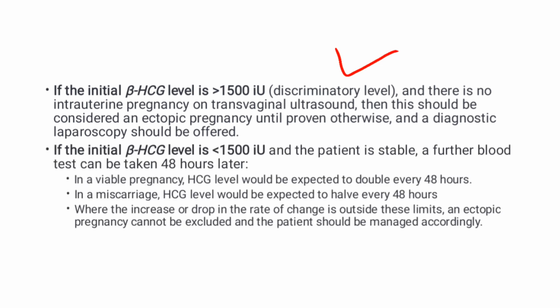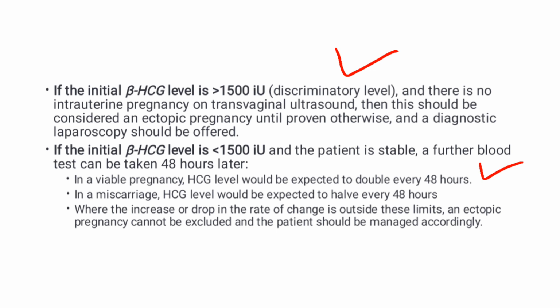Then if the initial beta HCG is less than 1,500 international units and the patient is stable, a further blood test can be taken 48 hours later. In a viable pregnancy, the beta HCG would be expected to double every 48 hours. So this is another MCQ question: in a normal or viable pregnancy, the beta HCG level doubles after how many hours?